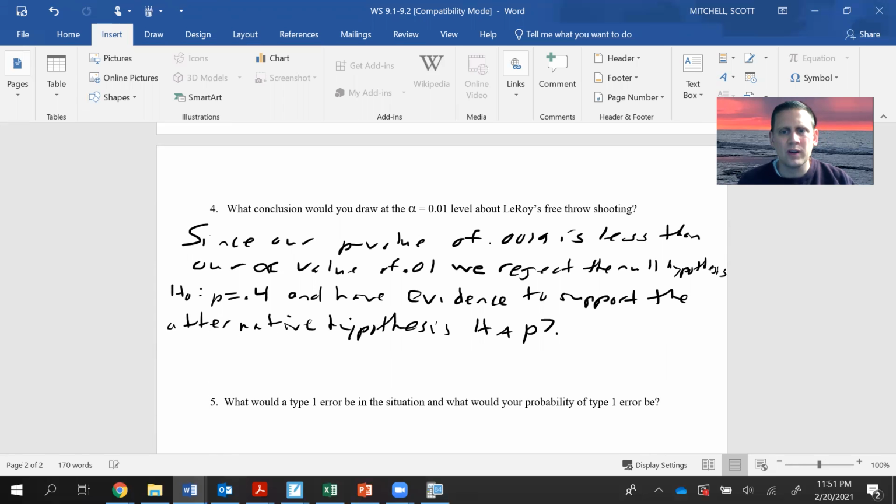HA is greater than 0.4. We have evidence to support the alternative hypothesis. HA is greater than 0.4. That Leroy, now here's where we get our context.